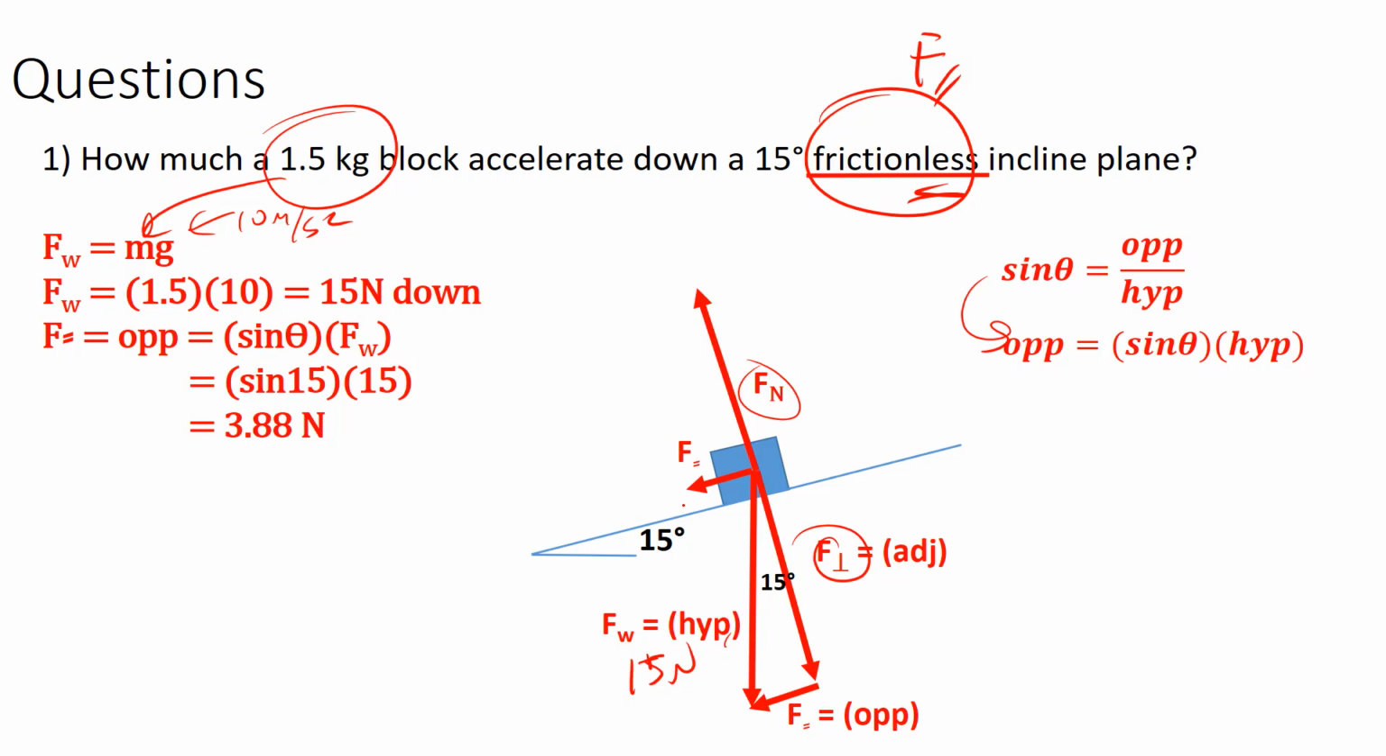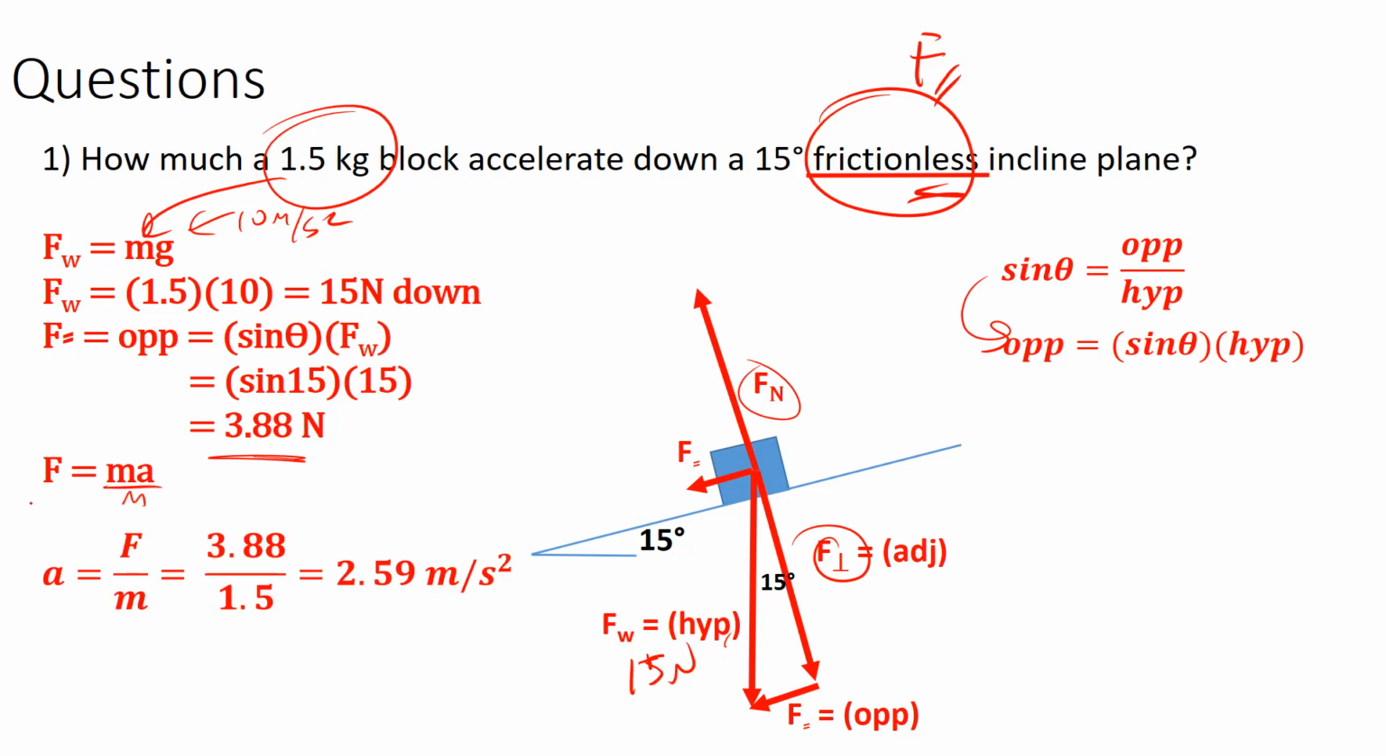With no friction, we're only going to have the force down the hill going into the acceleration. So this is going to be my net force that I'm going to use in the F equals ma equation. When I rearrange that, I divide out the m, and a equals F over m. I get 3.88 and go back to get my mass. I had mass from earlier, and I get 2.59 meters per second squared.